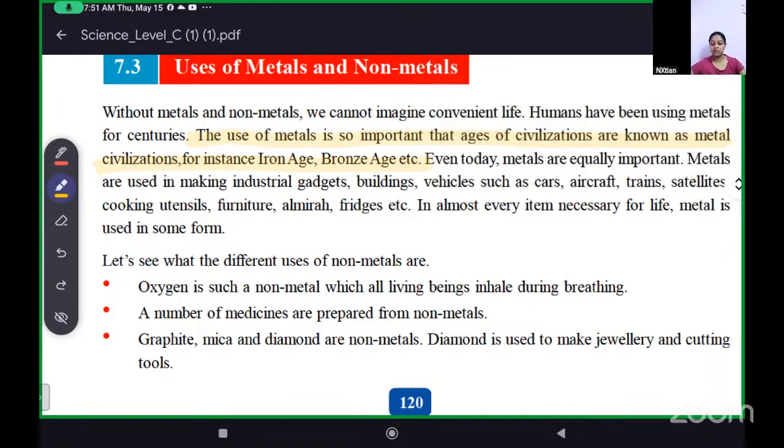Then comes the uses of non-metals. Oxygen is such a non-metal which all living beings inhale during breathing. A number of medicines are prepared from non-metals. Non-metals are useful in preparing medicine. Then graphite, mica, and diamond are also non-metals. Diamond is used to make jewelry and cutting tools.